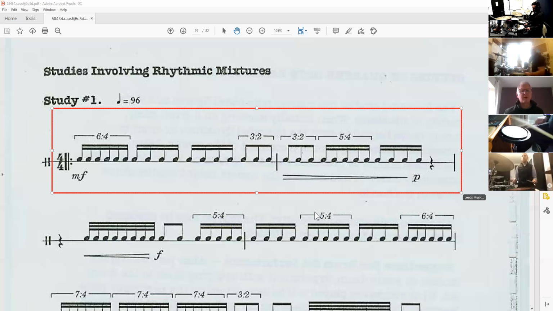3, 4. 1 and the 2 E and the get the E and the 4. Last one. Here we go. 3, 4. 1 and the 1 and the 2 E and the 3 E and the 4 and the 1 and the 2 E and the get the E and the 4.